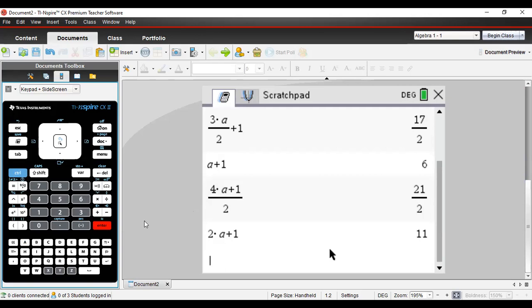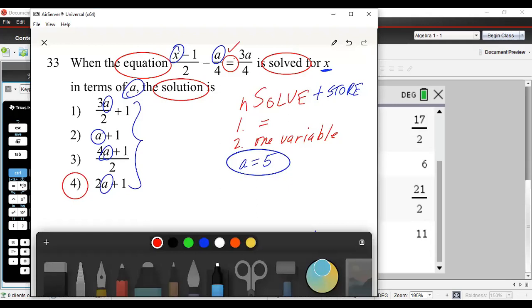So now I really want to make sure that you understand this. This is definitely an nSolve question, but because there's more than one variable, the X and the A, that simply means that we've got to get rid of one of the variables. And the way that we get rid of one of the variables is we put a number in there. Now, it doesn't matter what number it is because if you look at the answer choices, every answer choice has an A in it. So you can basically plug in any number for A.